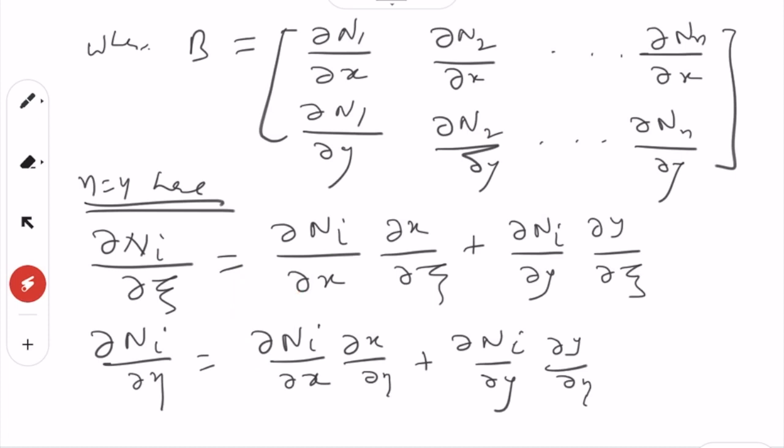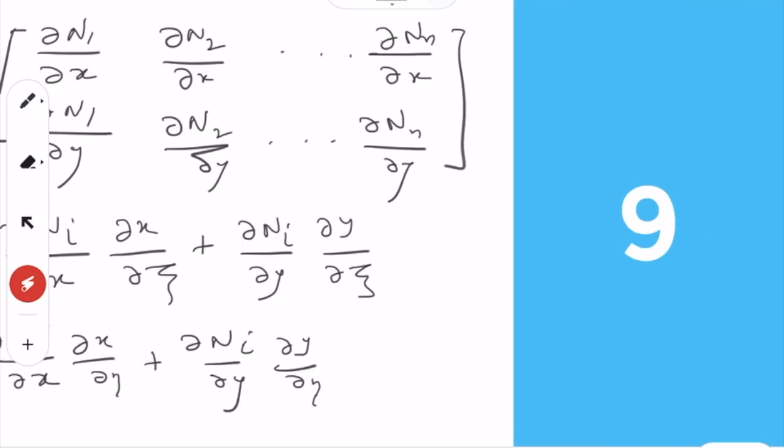Next, if you go on, what do we get? We see the same terms here and here. So we will have ∂Ni/∂x, ∂Ni/∂y, and here you will get ∂x/∂ξ, ∂y/∂ξ, ∂x/∂η, ∂y/∂η. So we will recognize what the meaning of that is.